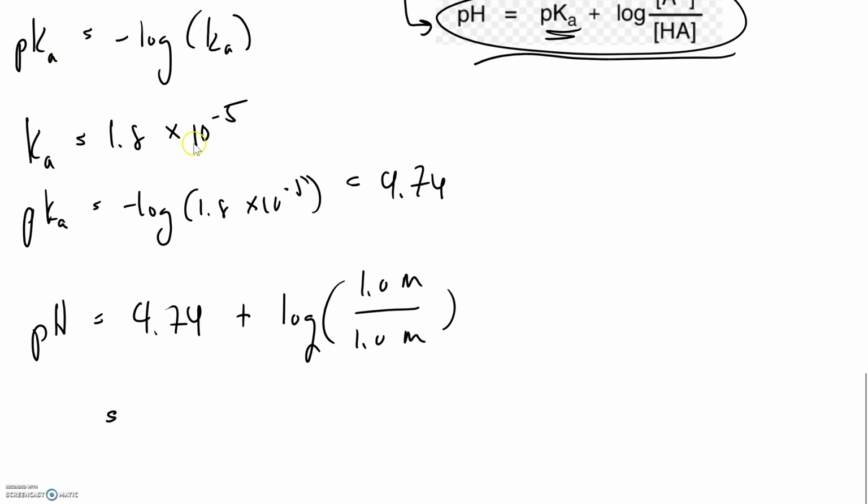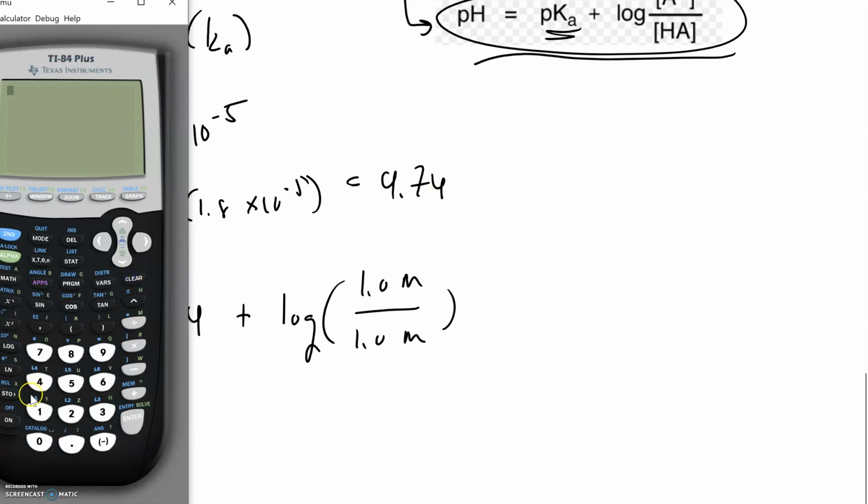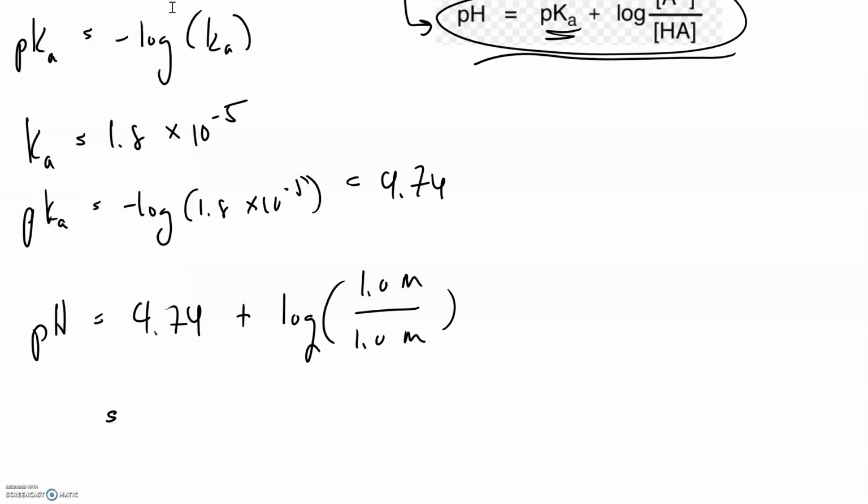Let's plug that into our calculator and see what we get. And I'm going to do it all in one big shot. So we're going to say 4.74, that's the pKa, plus the log, and we have 1 over 1. Apparently this calculator can't do that. It shut off when I tried to get it to do it. Let's try it with the one in my hand. Then we'll say 4.74 plus log of 1 divided by 1.